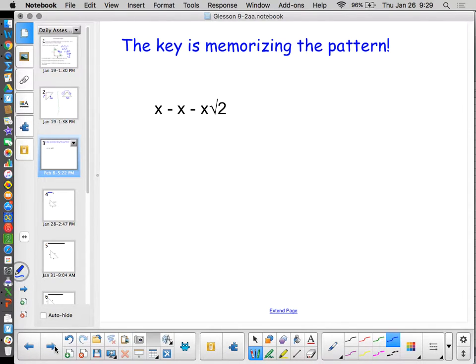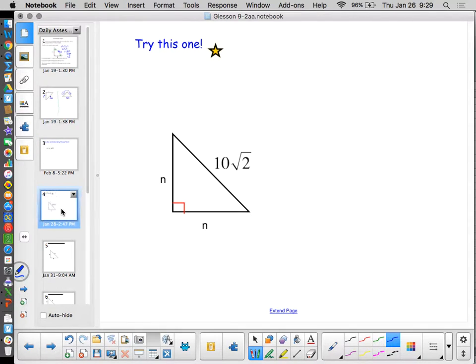So again, memorize the pattern. x, x, x root 2. That's our pattern. We're going to memorize it. Let's try this one. A little bit tricky, but I think you'll be able to get it. It's n root 2. Well, this side's 10 root 2. So what do these two sides have to be? That's your question.